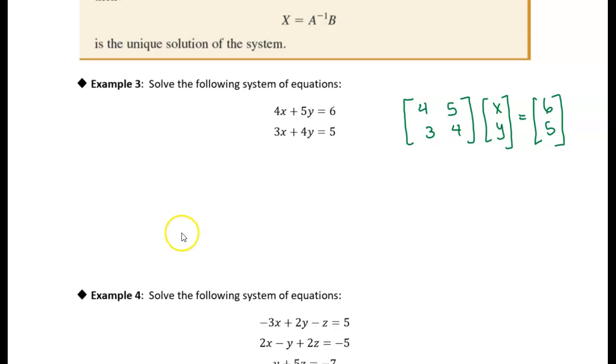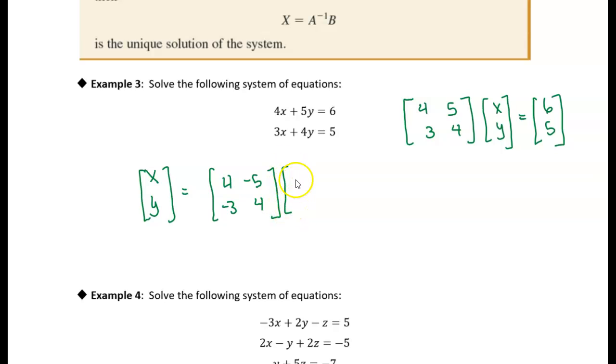So from example 1, we can write then [x; y] is equal to A inverse, which we verified in example 1 to be [4, -5; -3, 4]. Okay, and then we're going to multiply that times [6; 5]. And that should give us our answer, right?